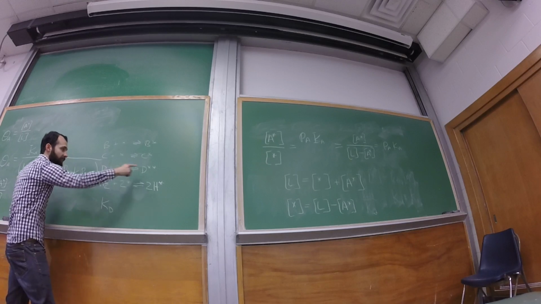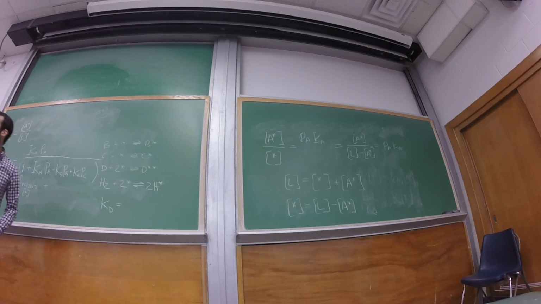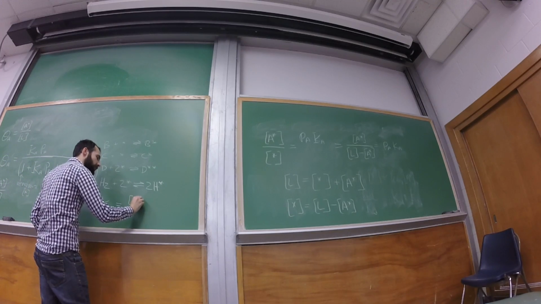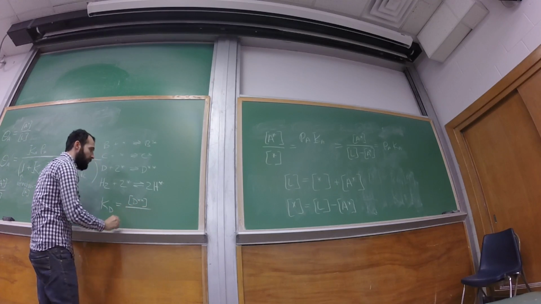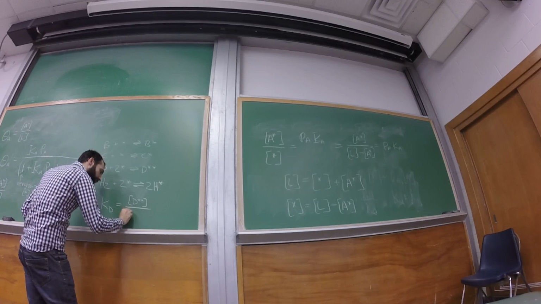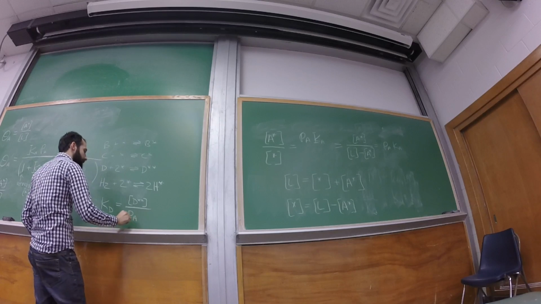What is KD for this reaction as written? D double star over D. Concentration of D double star over D star squared. Yeah, we'll just go ahead and put pressure here.